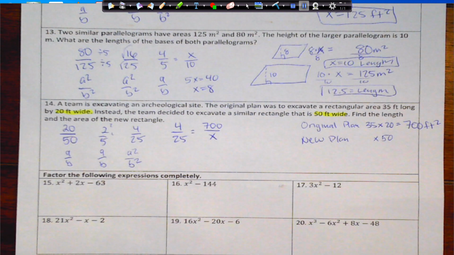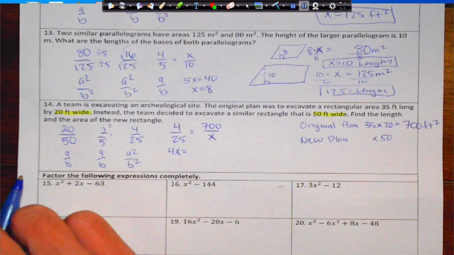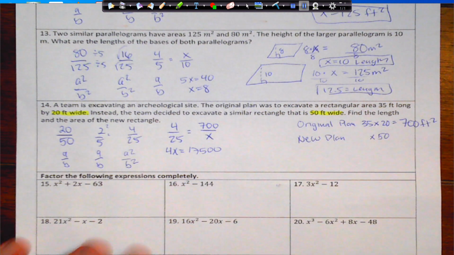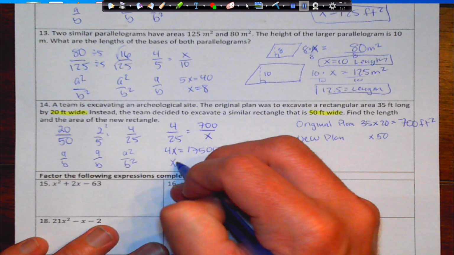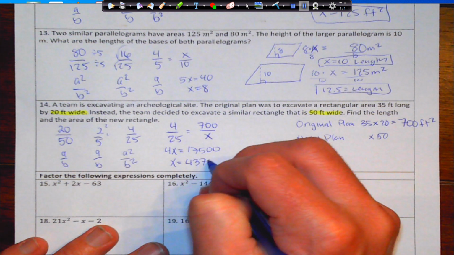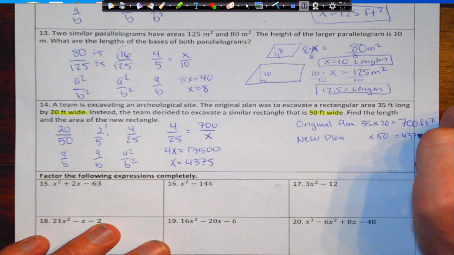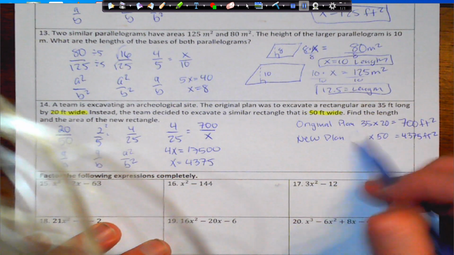So we're going to cross multiply. You get 4x equals 700 times 25. So a really large number, 17,500. Divide by 4, x equals 4,375. So that's going to be what the area of the new one is. So they're obviously doing a lot more work. But I don't know what they're multiplying by right here.